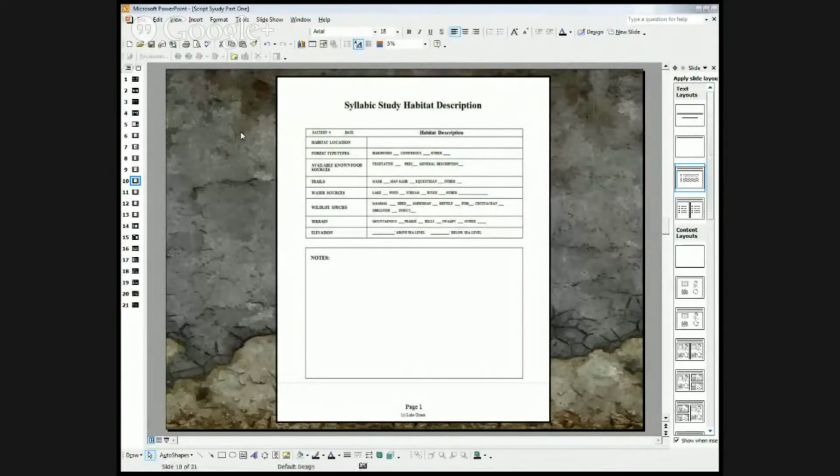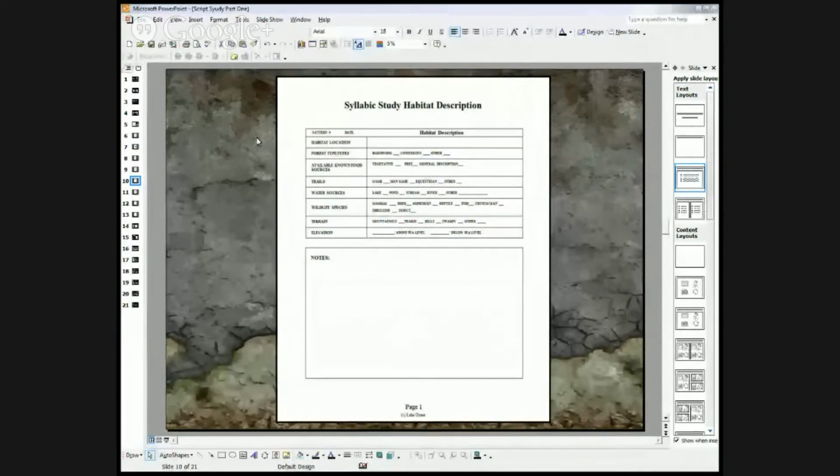Now, what we'd like to do now is go through the syllabic study habitat. These are the documentation sheets, starting with page 1, which is the syllabic study habitat description. And up at the top, you can see you have the pattern number, which was the pattern number of the symbol or syllabic that was being placed, and the date. Then you have the habitat location, the forest type or types, available known food sources, trails, water sources, wildlife species, terrain, and even the elevation.